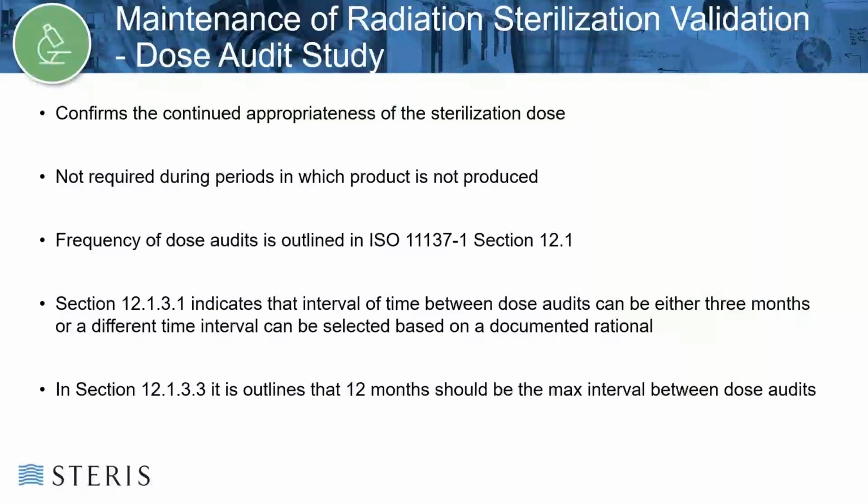When infrequent production is performed, dose audits with each production batch may be appropriate. The frequency for carrying out dose audits is outlined in ISO 11137-1, section 12.1. Section 12.1.3.1 indicates that intervals of time between dose audits can be either 3 months or a different time interval can be selected based on documented rationales. In section 12.1.3.3, it is outlined that 12 months should be the max interval between dose audits.